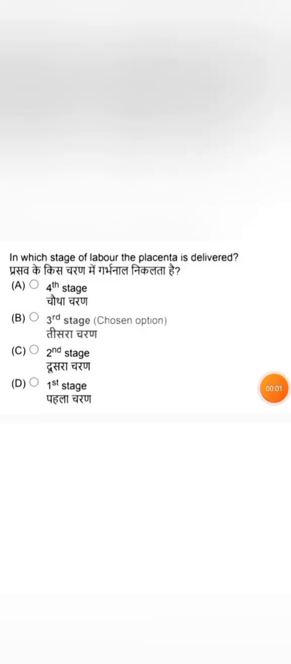And the next question, in which stage of labor the placenta is delivered? Options: option A fourth stage, option B third stage, option C second stage, option D first stage. Question, in which stage of labor is the placenta delivered? Placenta is delivered in the third stage of labor. In the third stage, there is separation, descent and expulsion of the placenta and its membrane. All occurs in the third stage of labor.